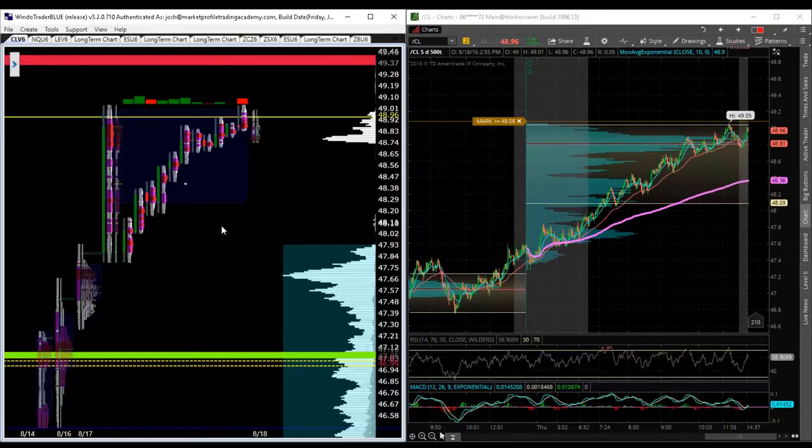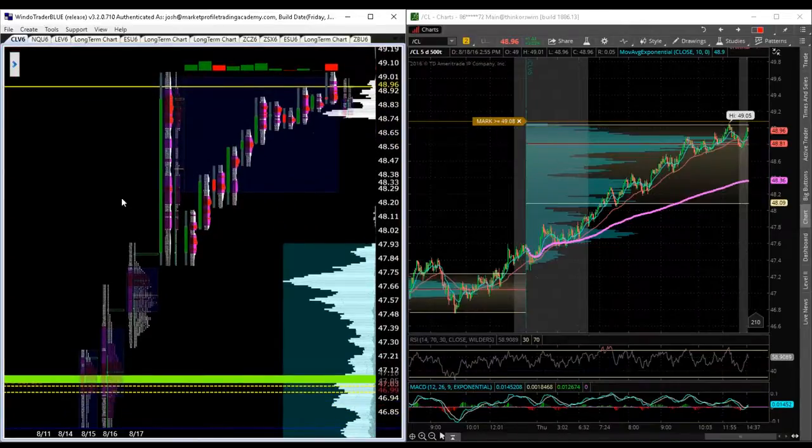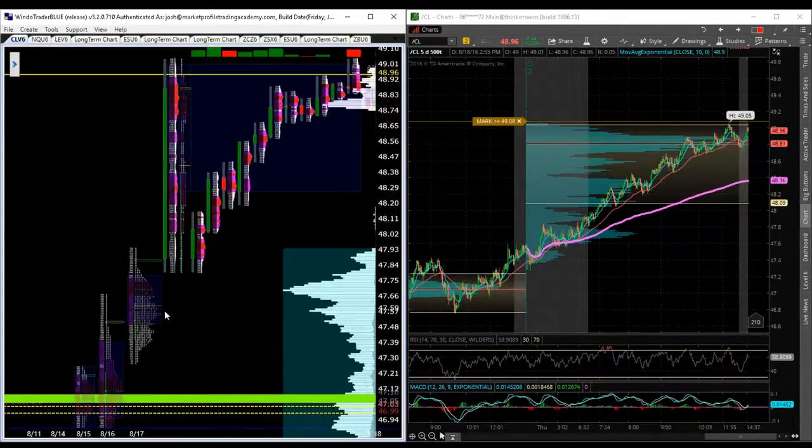Sometimes that can be like stepping in front of a Mack truck. So if you don't have something you can lean against to determine where your risk is and define your risk, then you're going to be in trouble. So here's where that starts. It starts by looking at the open type and how we open relative to the prior day.